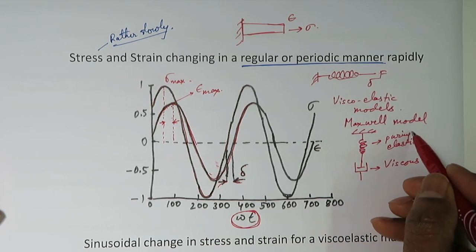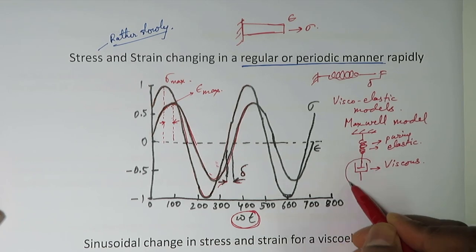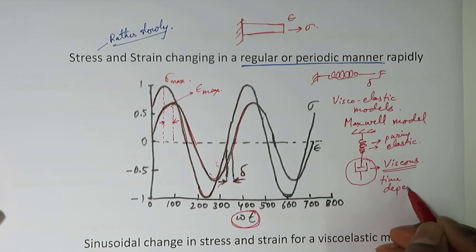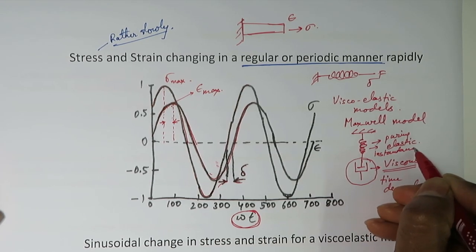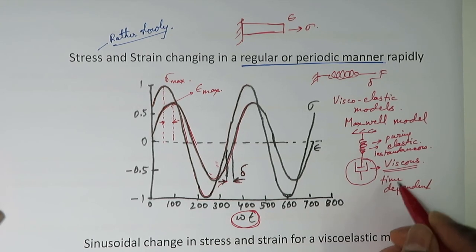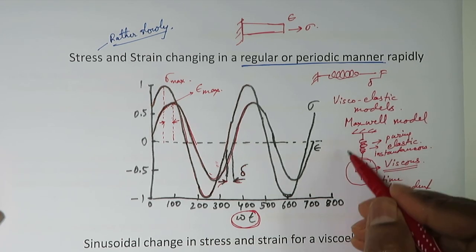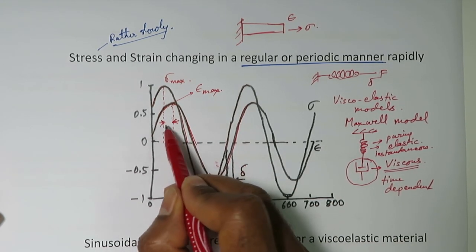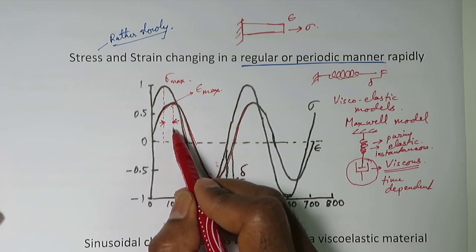In the purely elastic behavior, there will be no time lag because there is no time dependence. Whereas in the viscous response, there will be a time lag, because a viscous material, we know, is time dependent. And this one is instantaneous. No time dependence. Here is time dependence. So a viscoelastic response is a combination of these two, either in series or in parallel, but always a combination of these two effects. Therefore, the time lag we see here is because of the viscous part of the material. So this kind of response we will see only in polymeric or elastomeric material.